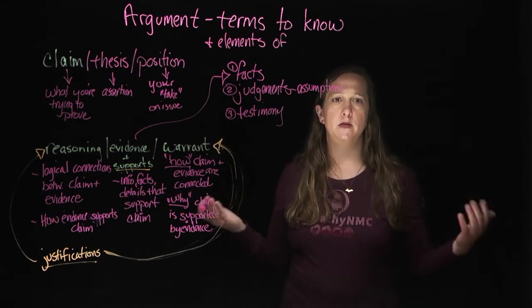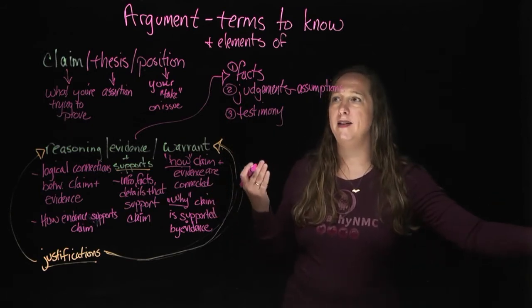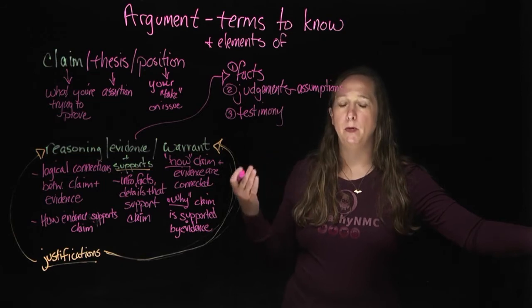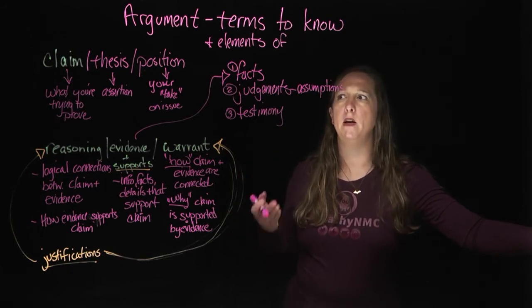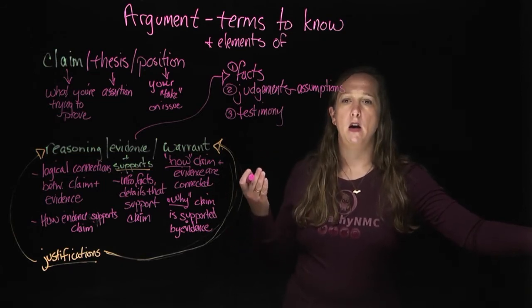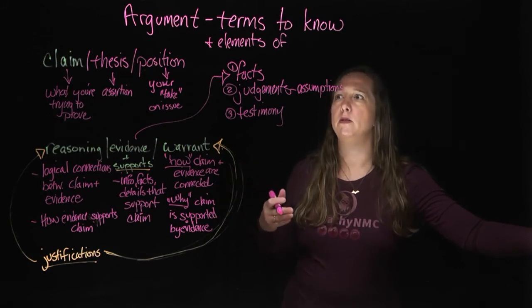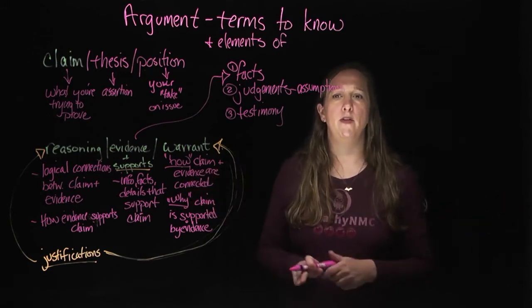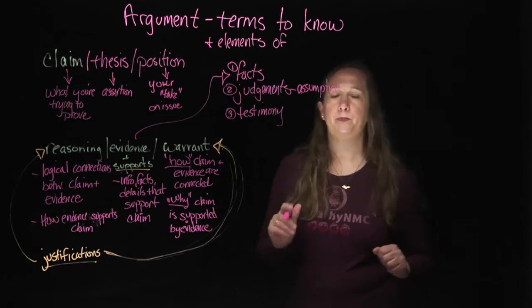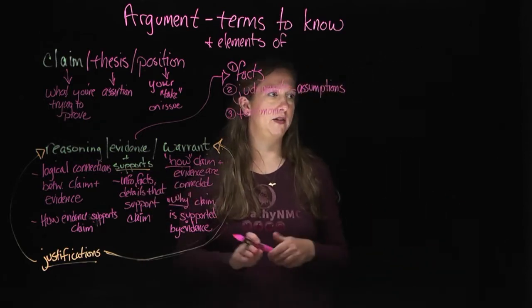Judgments and assumptions, those are not always measurable, but we need to acknowledge what assumptions we're making or what judgments we're making on value arguments, so to speak. And then facts, y'all know what the facts are, hopefully, by now. So those are different kinds of evidence.